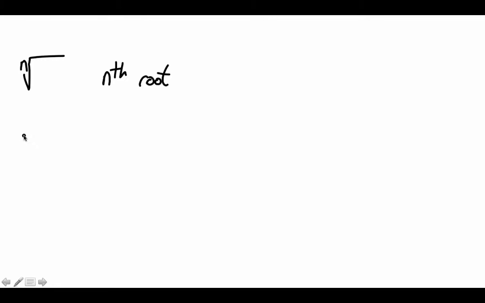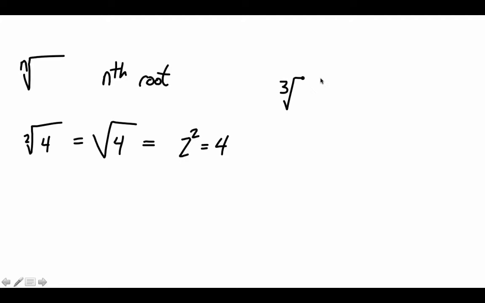We're so used to the square root that we don't actually even write that 2 anymore. We just say square root, we ignore the 2. So the square root of 4 we know is 2, because 2 squared equals 4. But if I asked you what the cube root of 8 is, I'm asking what number to the third power equals 8. The answer there is 2.